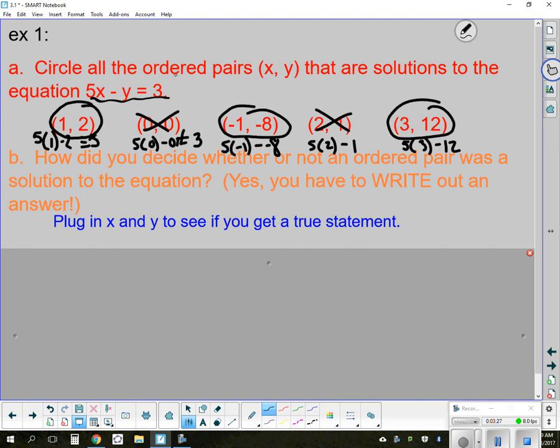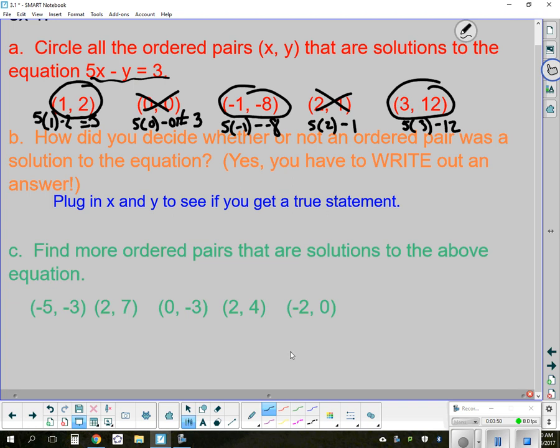Negative 1, negative 8 did work when I plugged it in. I got an answer of 3. 2, 1 did not work. Got an answer of 9. 9 is not equal to 3. And 3, 12 worked as well. So finding solutions is as simple as just plugging the numbers in and checking to see if they give you a true statement.